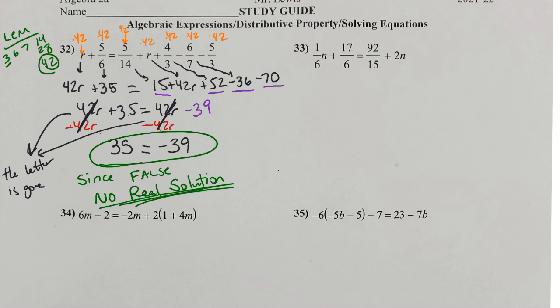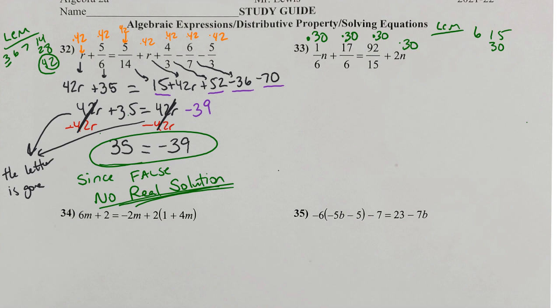All right, 33, exact same concept as 32. So remember, we have this LCM we talk about. I see 6 and 15 is my only two denominators. 6 does not go into 15, so I try 30 because that's the next multiple of 15. 6 goes into 30, so I know 30 is the LCM. So I'm going to multiply all the pieces by 30.